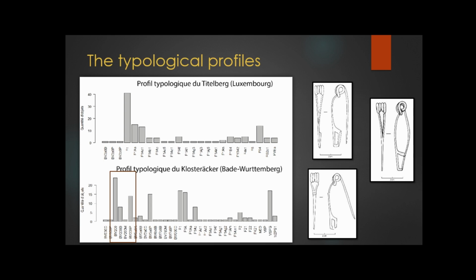Moreover, the quantity of objects of the same type in the same place is also taken into account, and not just the presence or absence as in traditional distribution maps. This means that the representativeness of the type within the material group studied is taken into consideration.